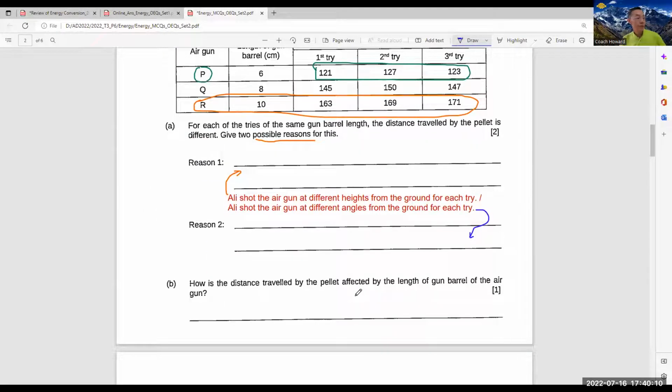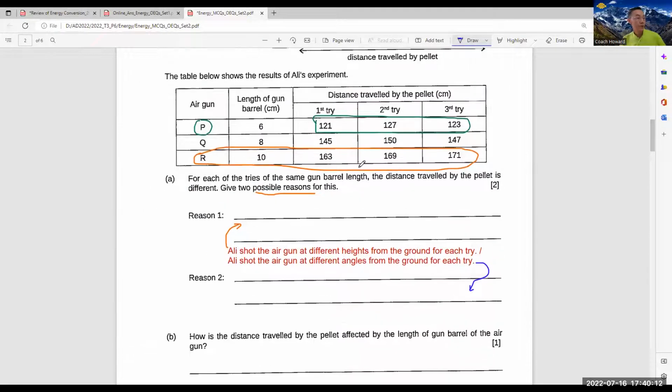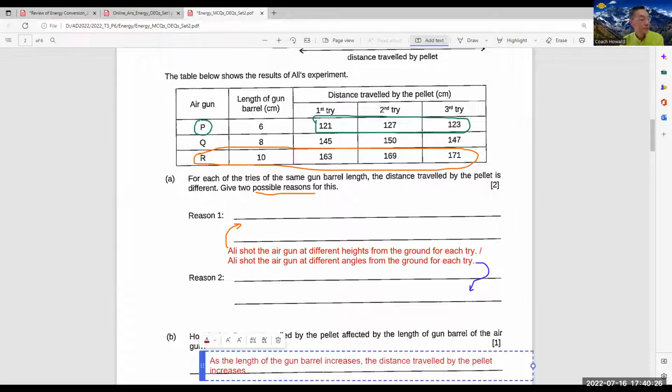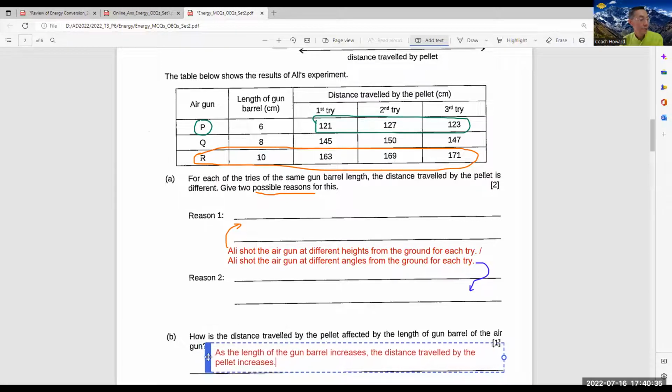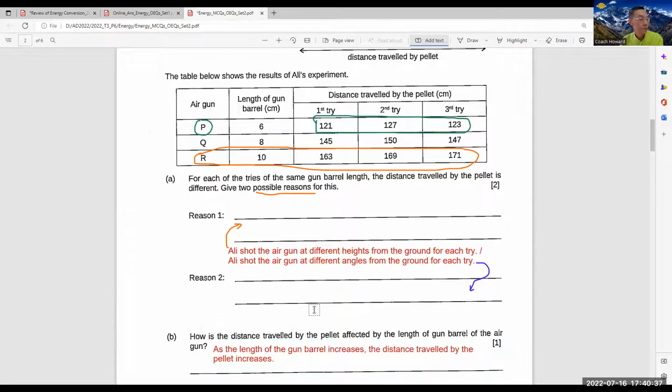How is the distance traveled by a pellet affected by length of gun barrel, which I told you the reason earlier, right? So as the length of the gun barrel increases, distance traveled by the pellet increases. Okay, so this is very simple, short and sweet. As the length of the gun barrel increases, the distance traveled by the pellet also increases. Simple.